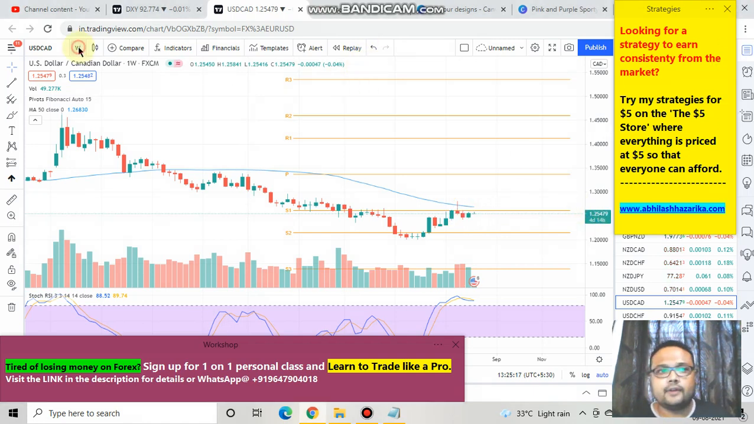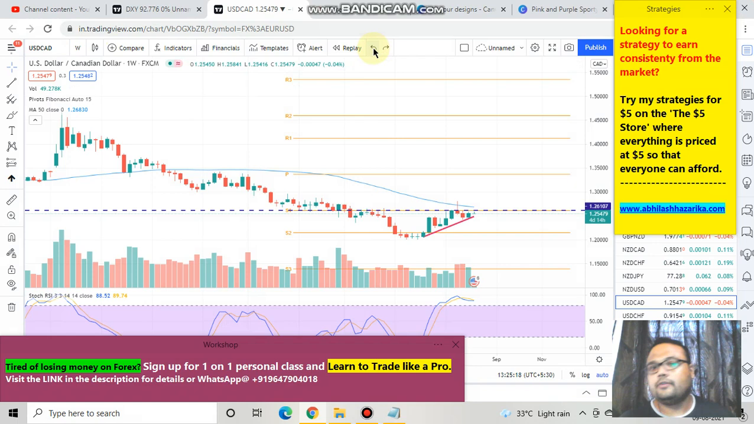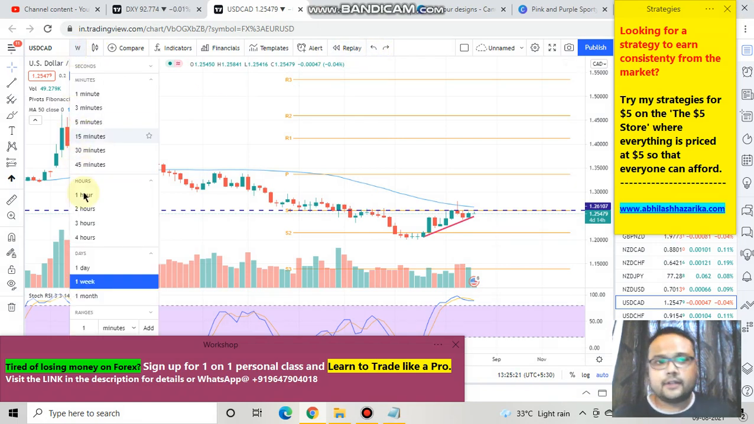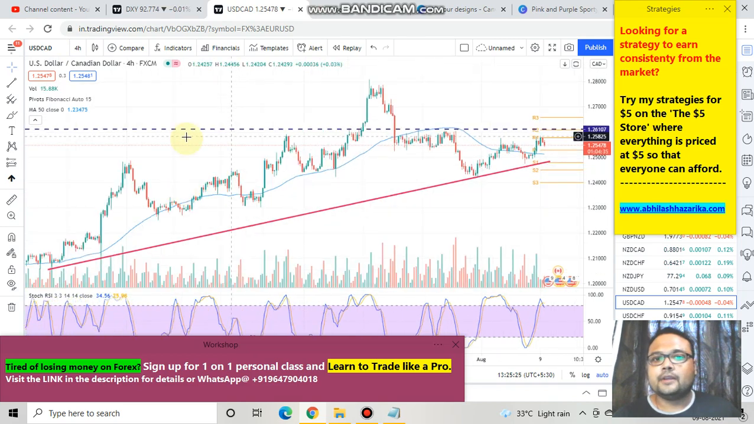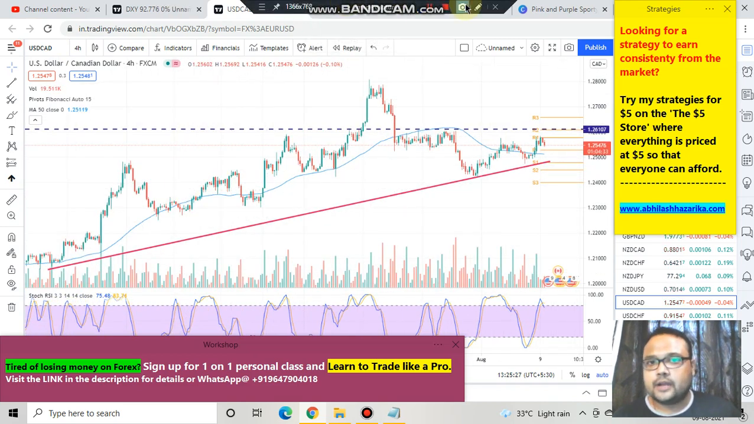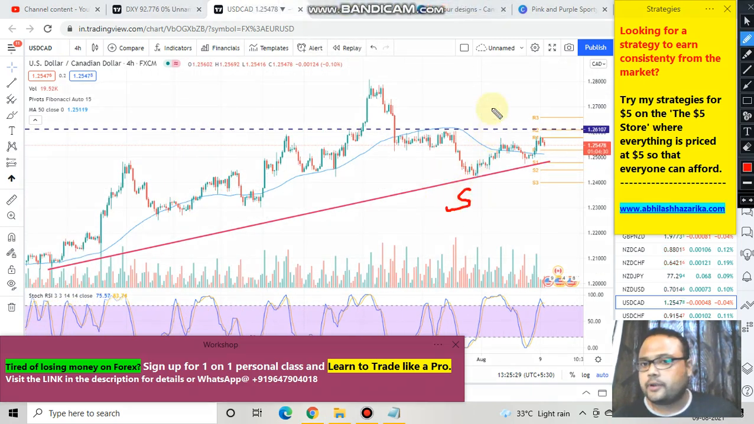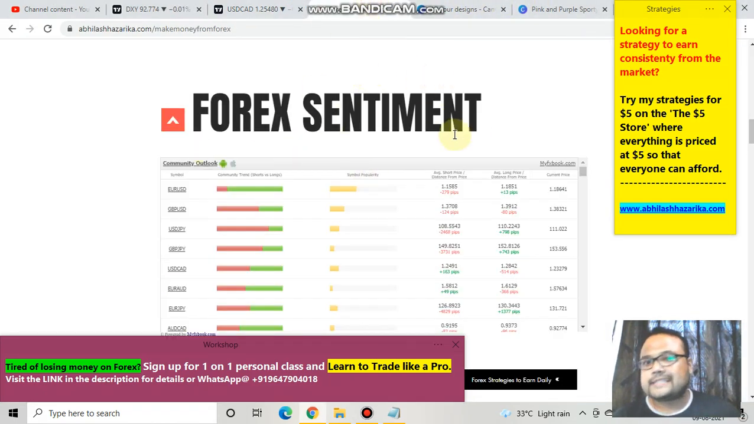So we have a resistance and we have a support on the chart of USD CAD right now, and we have also got the idea about these lines. So this market is in an uptrend, there is no doubt. But we have a support here and we have a resistance here. Clear till here? And now let's go to the Forex Sentiment meter.